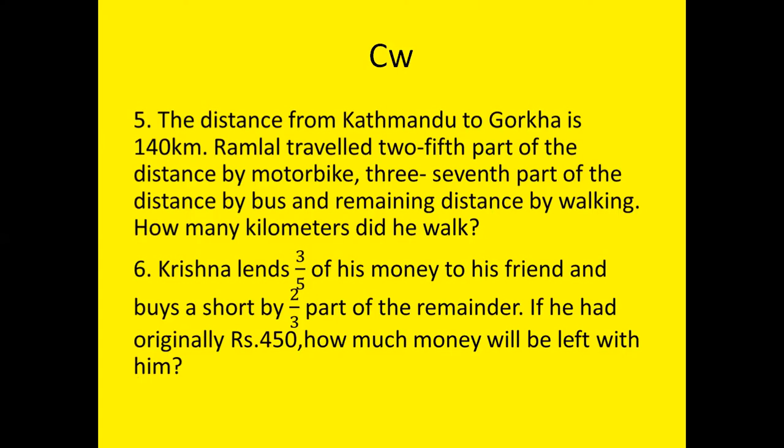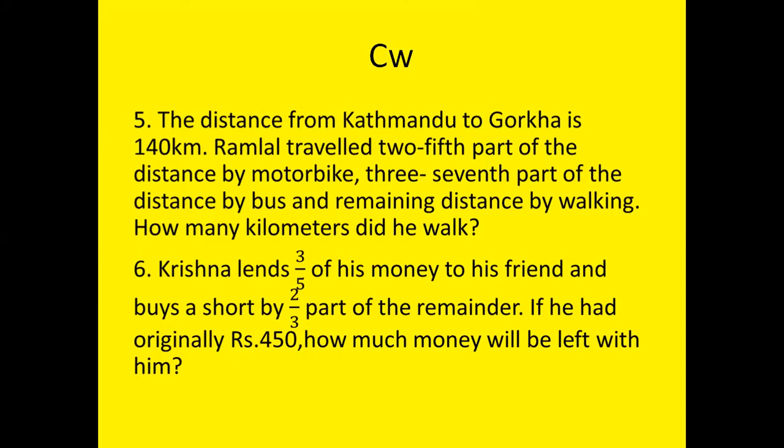Now similarly, look at number 6. How to look here? Krishna lends 3 by 5 of his money to his friend, and buys salt with 2 by 3 part of the remainder. If he had originally 450 rupees, how much money will be left with him? He had 450 rupees. Then lending money is 3 by 5 into 450, means 5 on the 5, 5 nines are 90. Then 90 into 3 means 270. 270 is given to the friend.